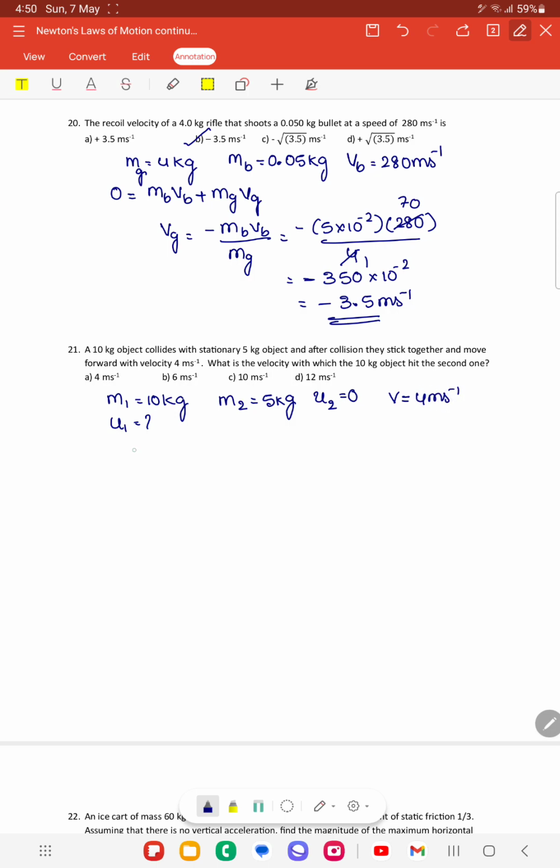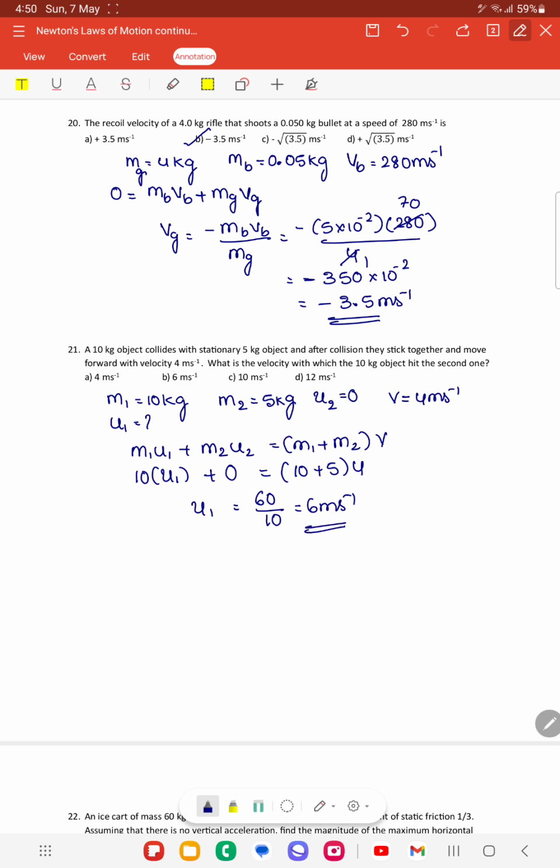So again applying the conservation of linear momentum, we have m1 u1 plus m2 u2 is equals to m1 plus m2 into v. So m1 is 10 into u1 plus 0 is equals to 10 plus 5 into 4. So u1 is equals to 10 plus 5 is 15, 15 into 4 is 60, 60 by 10, which is nothing but 6 meter per second. So option B is the right answer.